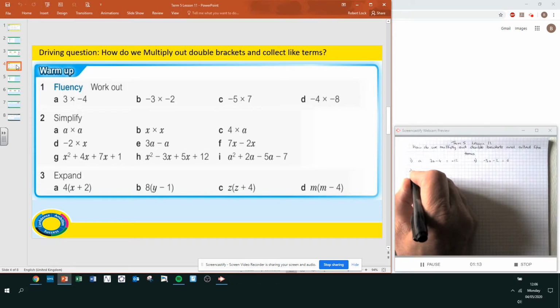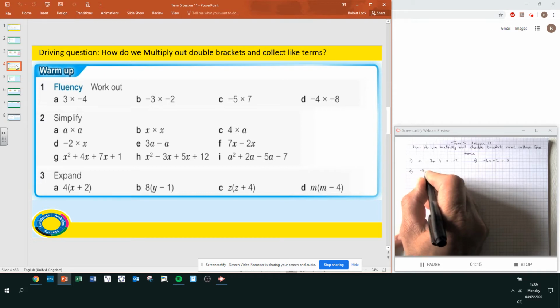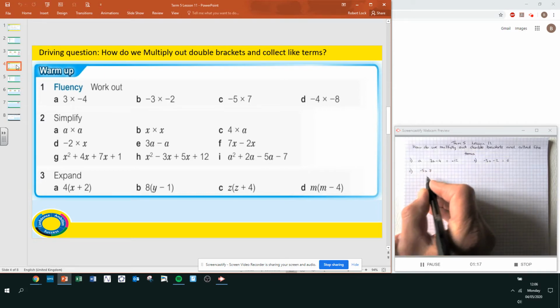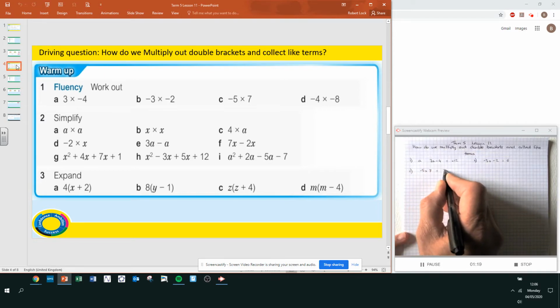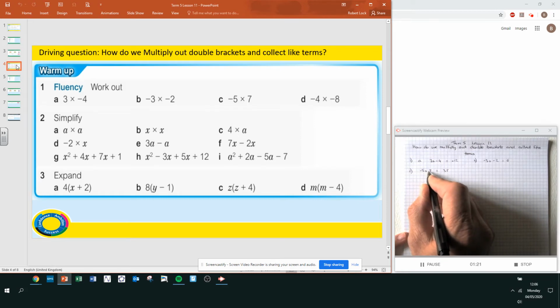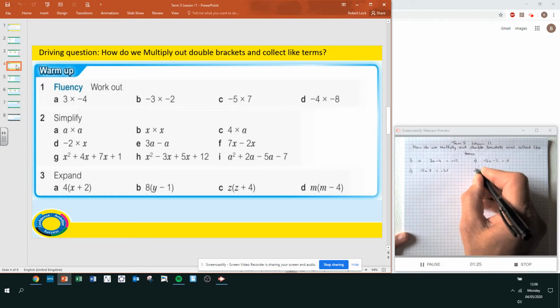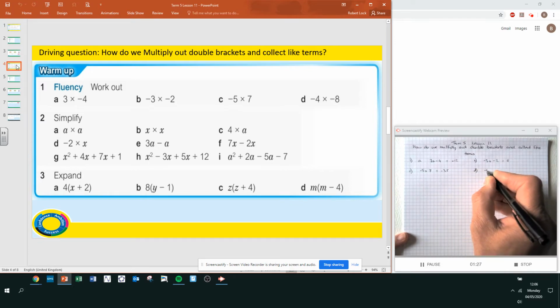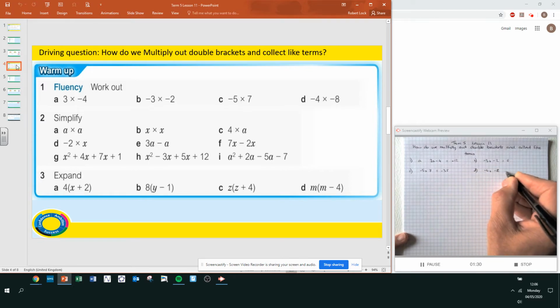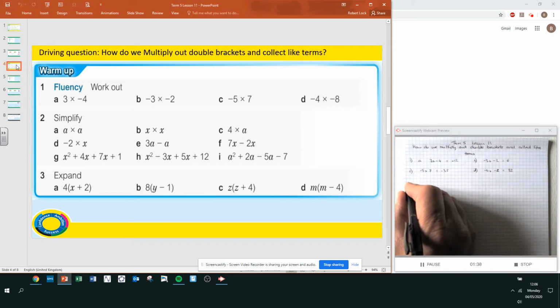C. Minus 5 times 7. 5 times 7 is 35. A minus times a plus is a minus, so it's minus 35. D. Minus 4 times minus 8. 4 times 8 is 32. A minus times a minus is a positive, so the answer is 32.